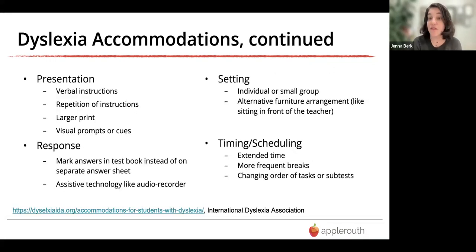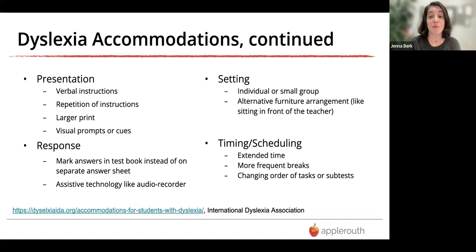So these are some other ways that you can have accommodations. In terms of the presentation of information, you could get verbal instructions instead of written, or repetition of those instructions, larger print, which can sometimes be easier to read, or visual prompts or cues instead of something that's written down using words. In terms of response, marking your answers in the textbook instead of on a separate answer sheet.